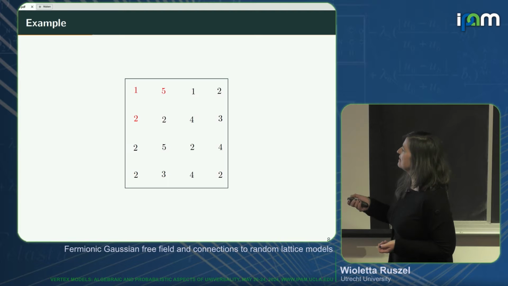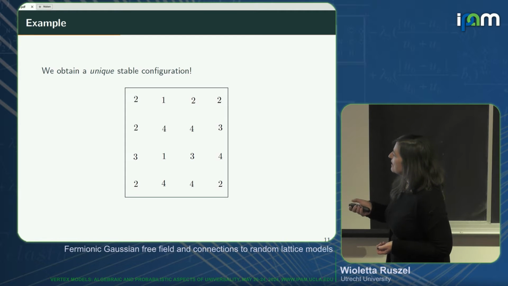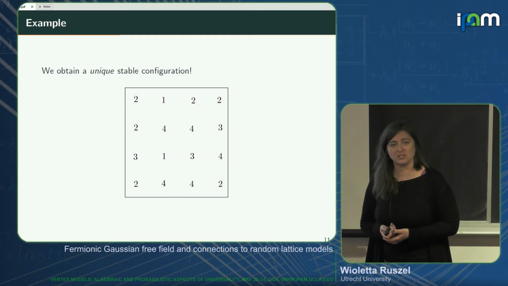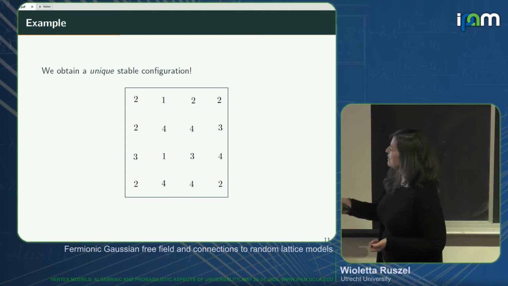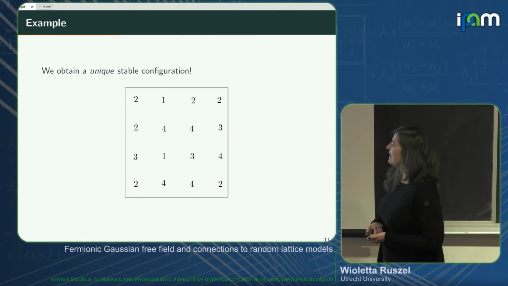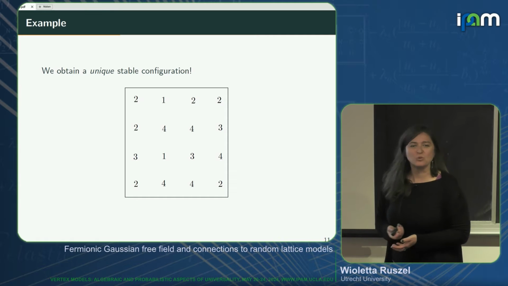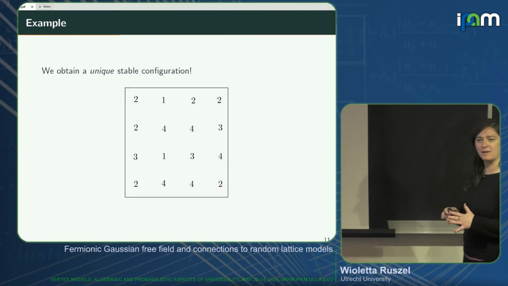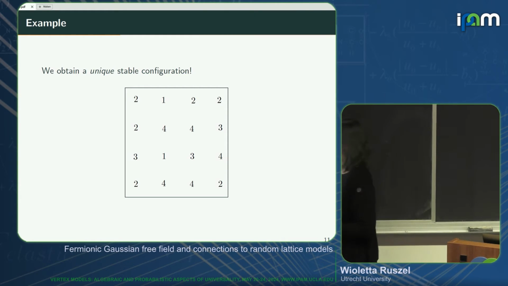So okay, I'm toppling this guy here. It has two connections to the boundary, so two particles will leave the system, and two will go here to the south and to the east. And okay, I continue to do that, and you see after a while I recover a unique stable configuration. So every vertex again contains a number between 1 and 4. I'm stable, and I'm stopping the process. Okay?